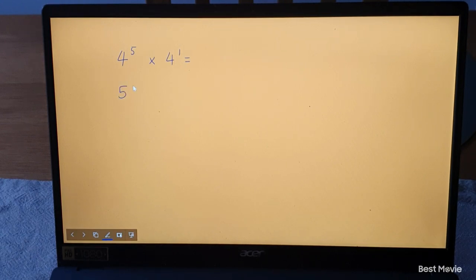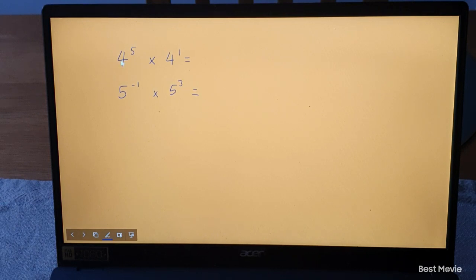Okay, so now you try 4 to the power of 5 multiplied by 4 to the power of 1, and 5 to the power of minus 1 multiplied by 5 to the power of 3. Pause the video and have a go.